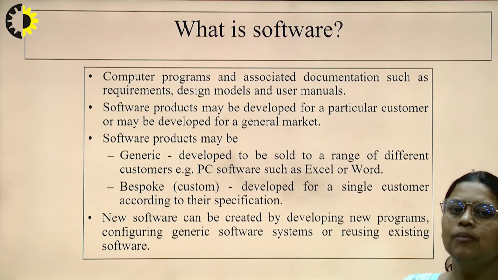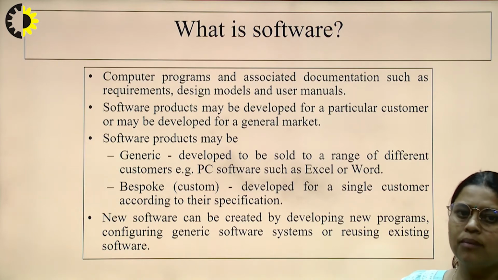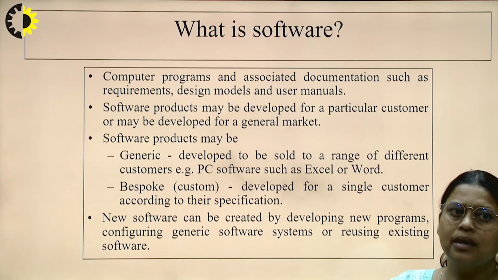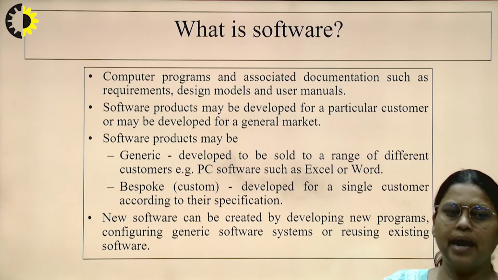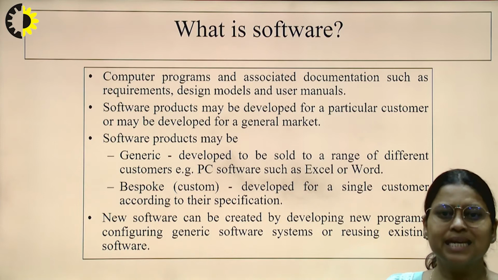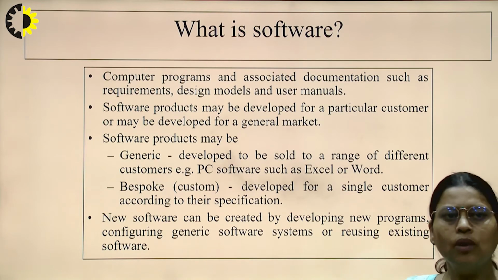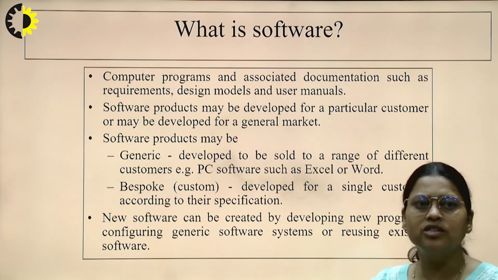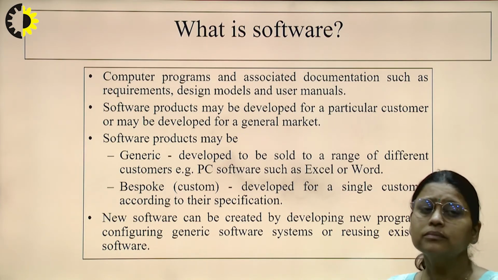For example, suppose I want to develop a college software, that is my customized requirement. A generic requirement is one where software is developed as per the basic need of general customers. So these are the generic softwares. So there are two categories: software products may be generic and custom.